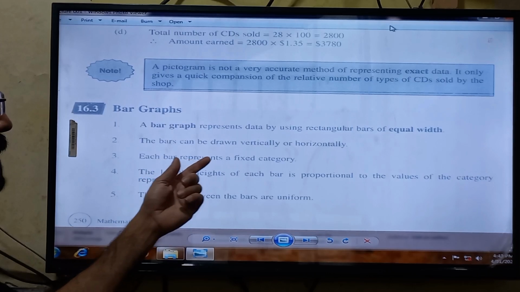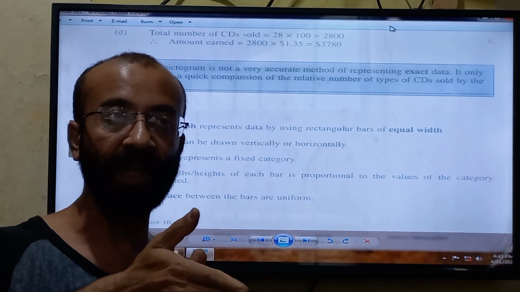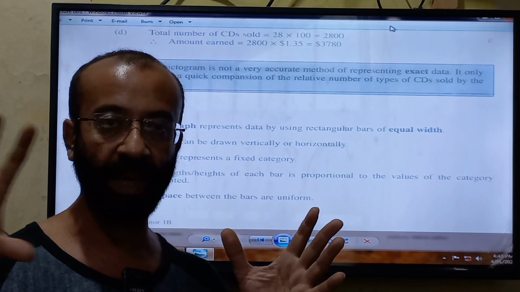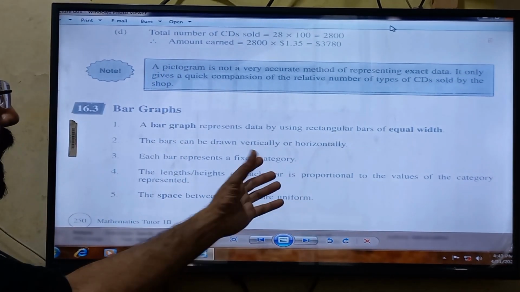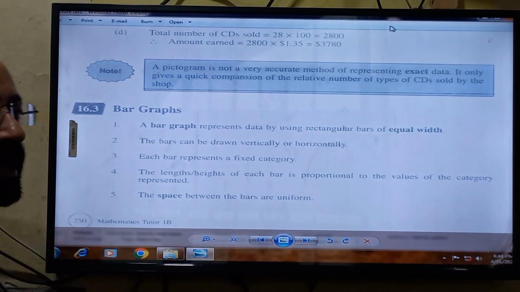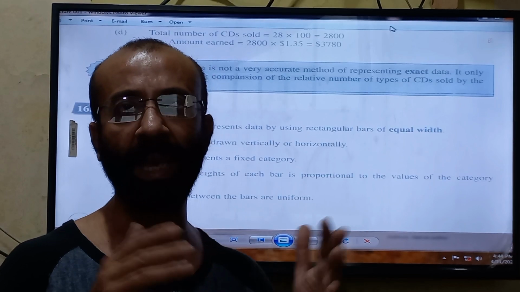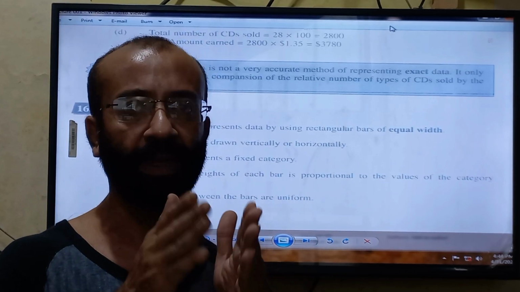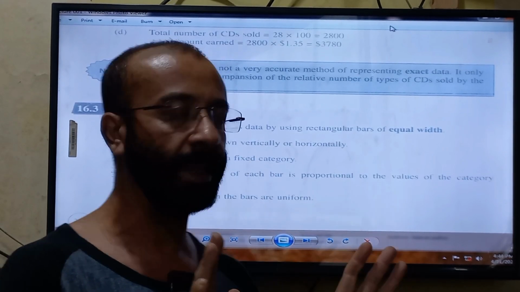Next rule is the bars can be drawn vertically or horizontally. So this is another rule. Bars can be represented vertically, that is called vertical bar graph, and as well the bars can be drawn horizontally, that will be called horizontal bar graph. So these are two kinds of the bar graphs. Next rule is each bar represents a fixed category. So when you draw the bar graph, you have to mention the category, that is maybe class 1, class 2, class 3. So you have to show the category of the bar. So each bar will represent a particular category.